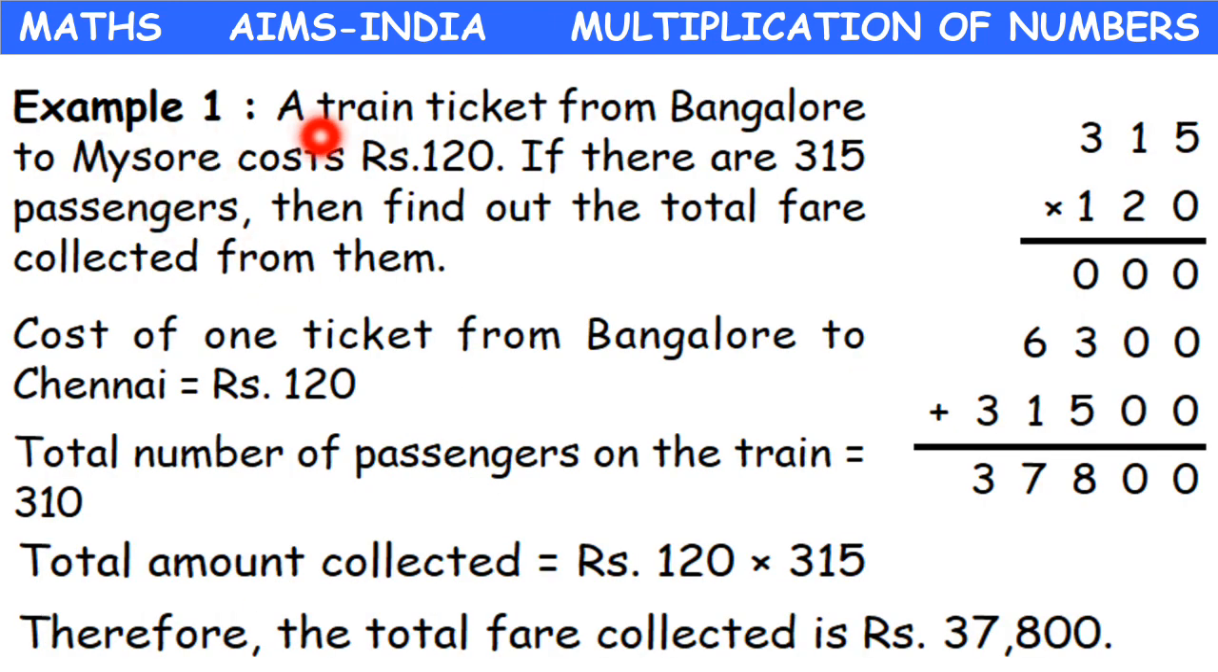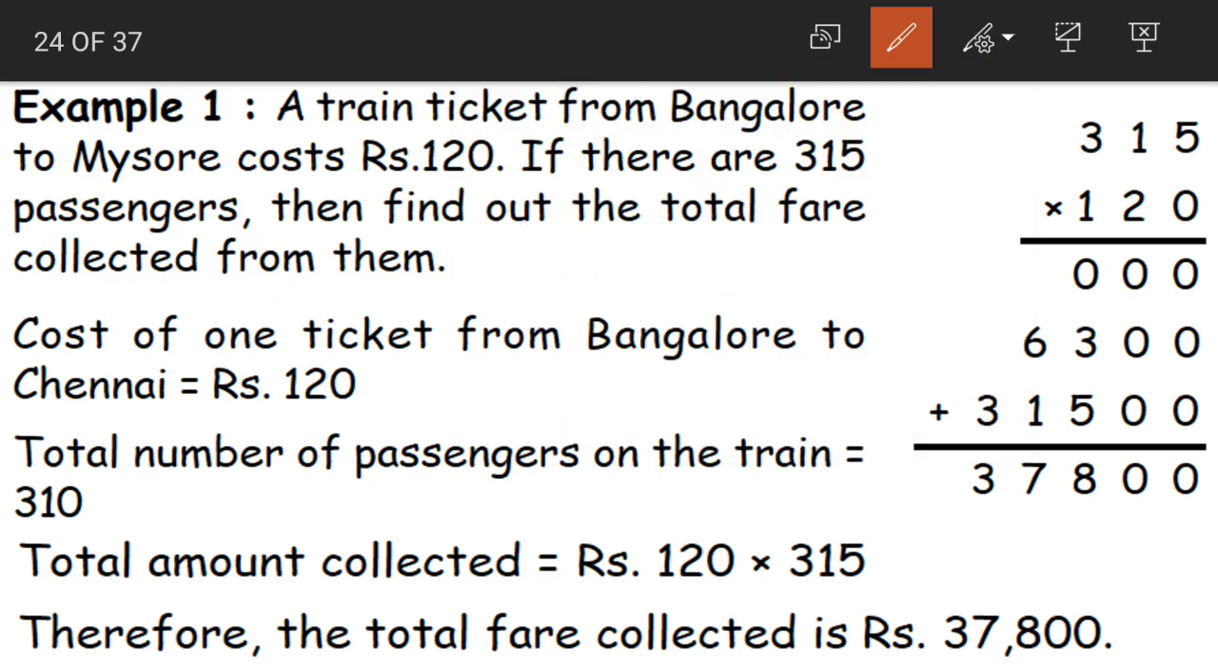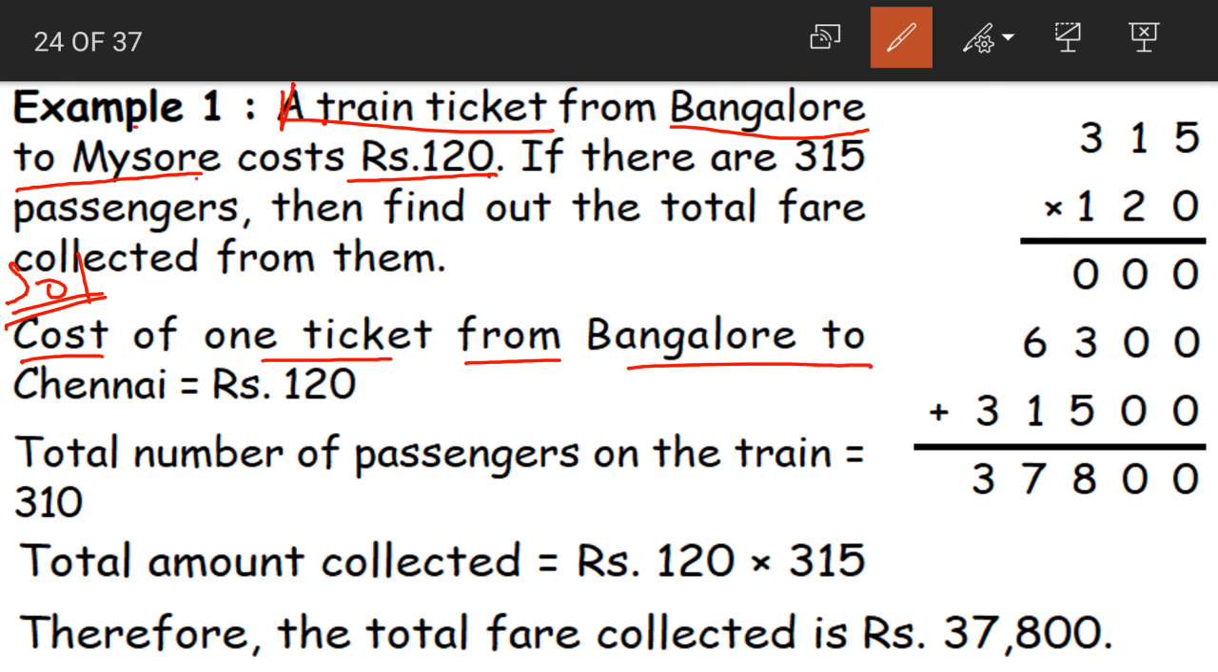Now for example here, what question is given? A train ticket from Bangalore to Mysore costs rupees 120. If there are 315 passengers, then find out the total fare collected from them. Now to solve this problem, first what do we need to do? We need to understand the problem. Yes, what do we have in the question? That the cost of one train ticket is 120. So in the solution, let us write this step first. Cost of one ticket from where to where, children? From Bangalore to Mysore.